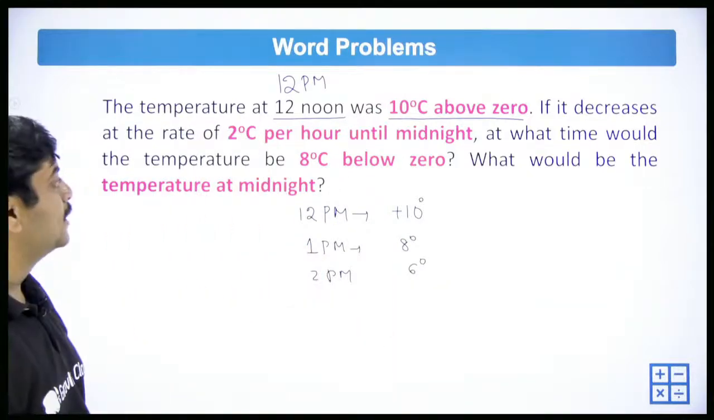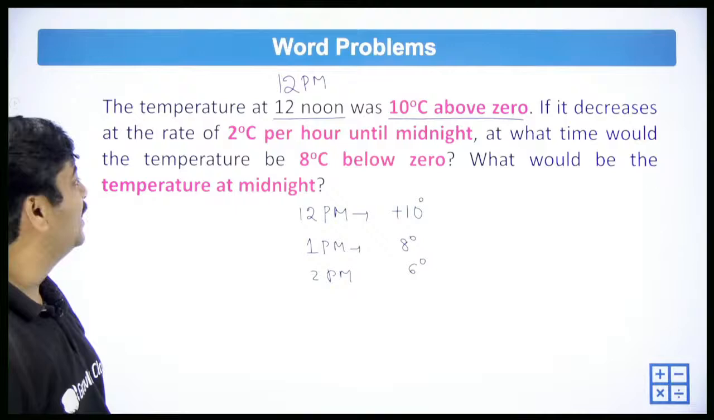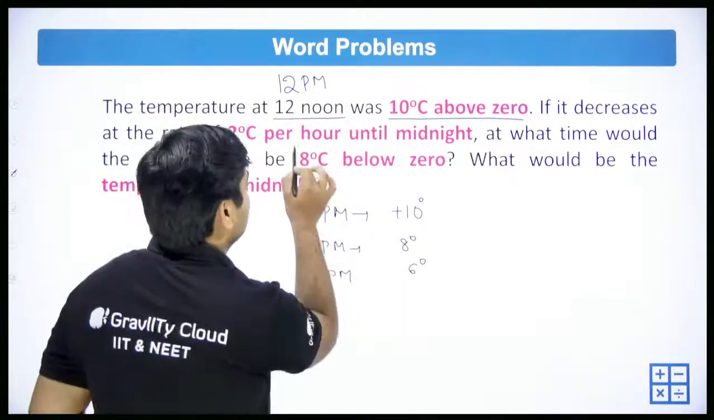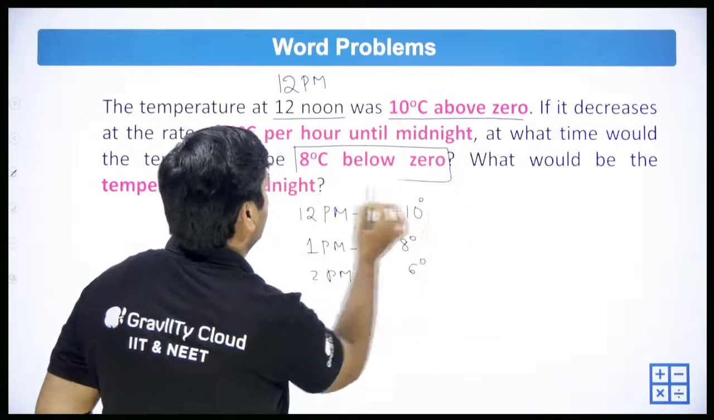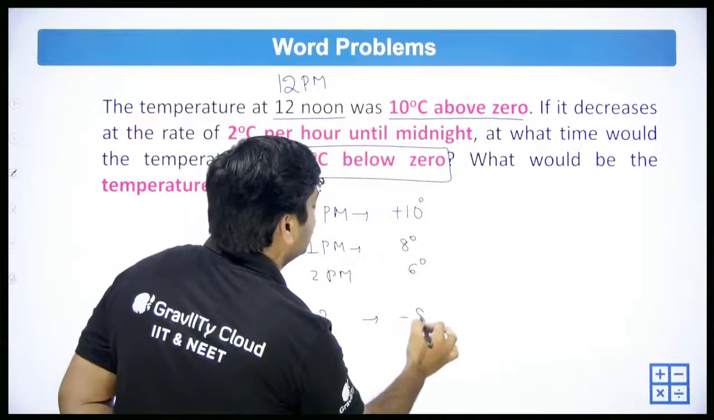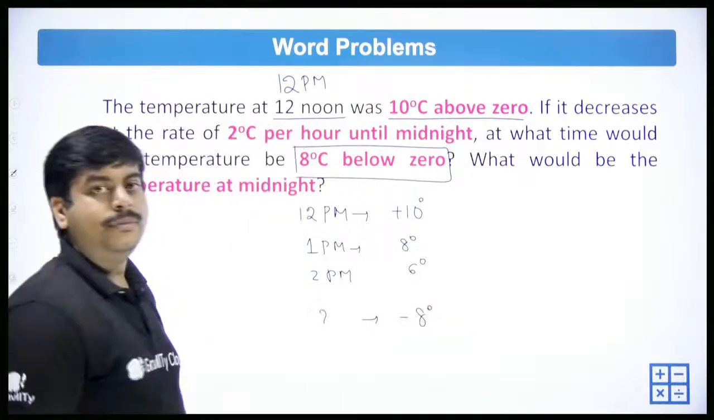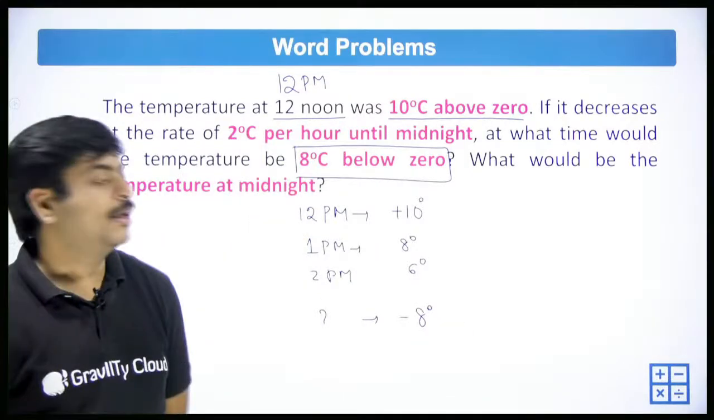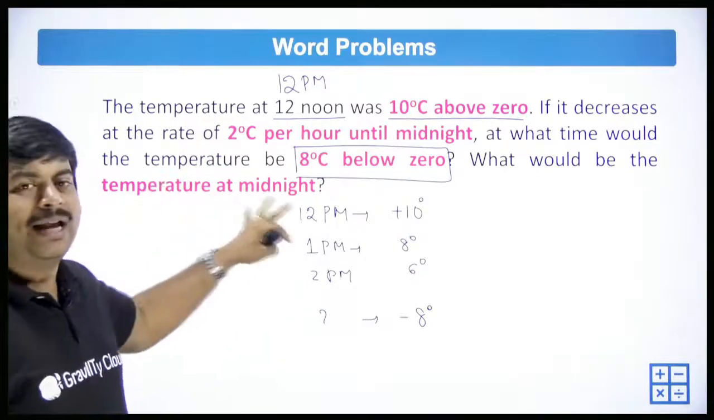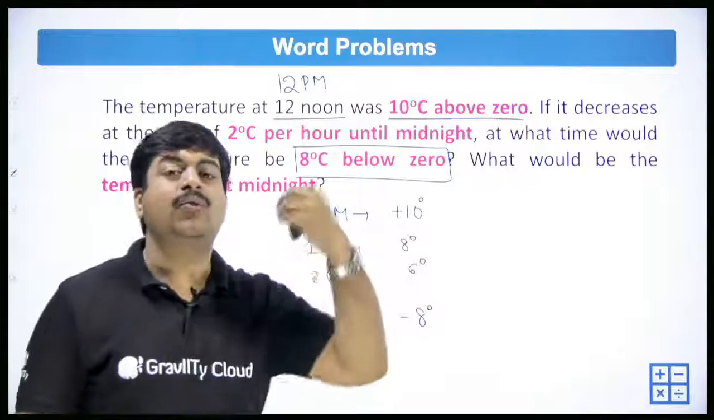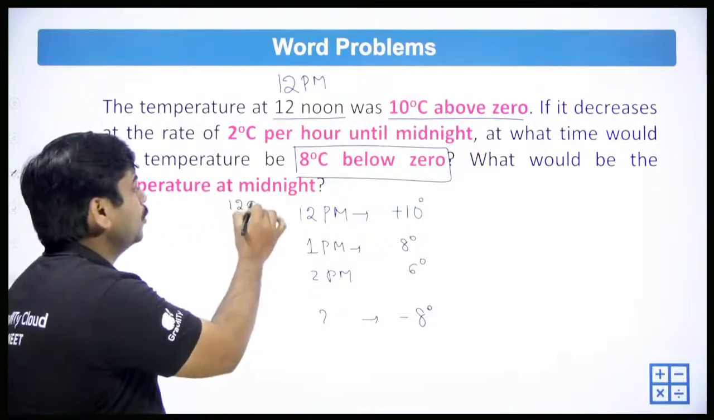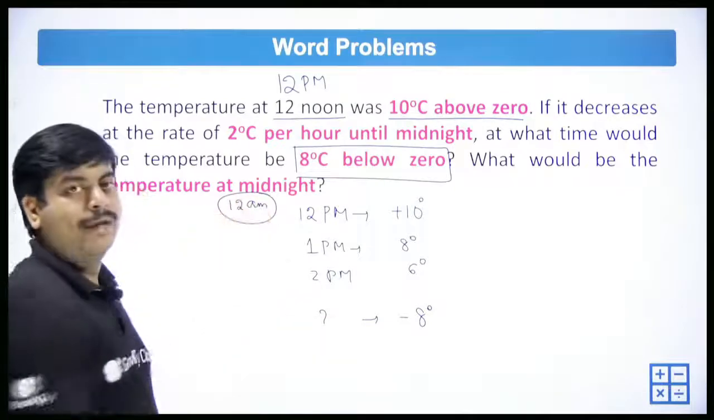The point is, at what time would the temperature be 8 degrees below zero? Careful. It is not 8 degrees, it is 8 degrees below zero. That means at what time will you be having minus 8 degrees? What would be the temperature at midnight? Midnight means the middle of the night, at 12 a.m. Okay, we'll come back to this one. That is the second question. We'll come back to that.